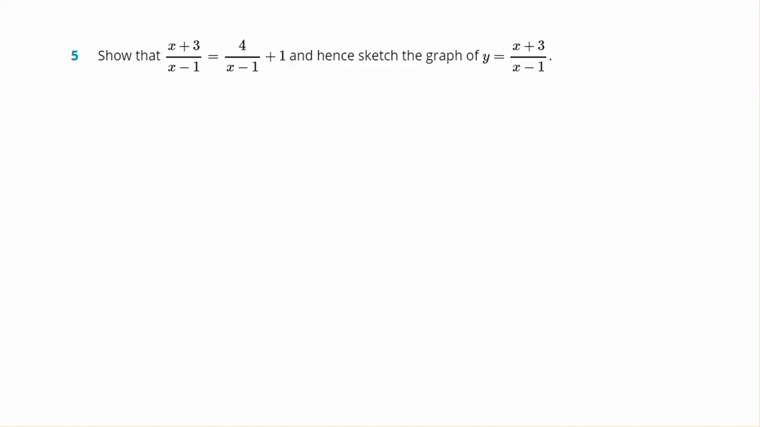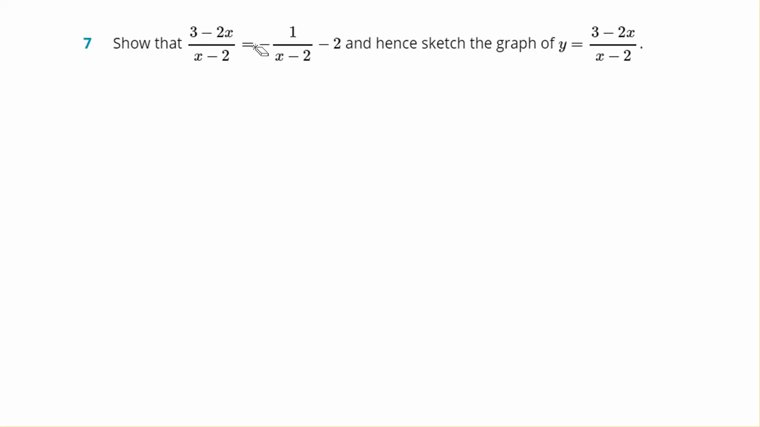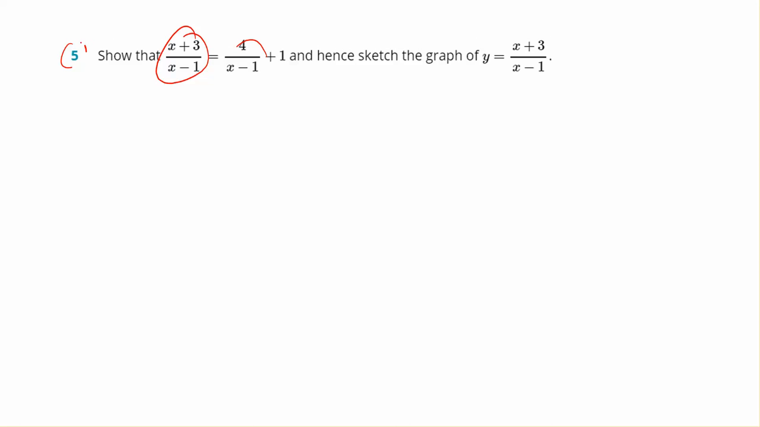This is for Year 11 Methods. We're going to look at question 5, and we want to show that this is the same as that, okay? And hence we can draw the graph of the equation. Now, the reason why you want this form is because that is a recognizable hyperbola. This is not in a form in which we can easily read the left, right, up and down shifts.